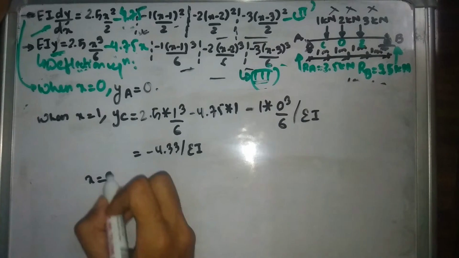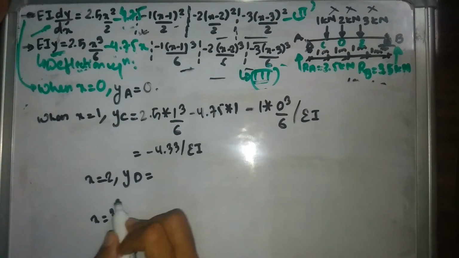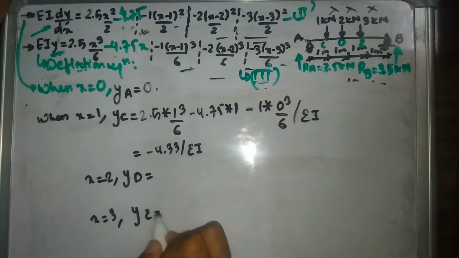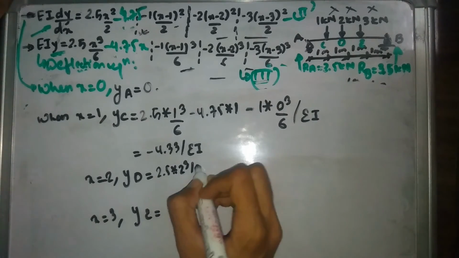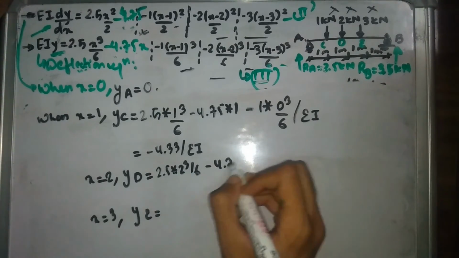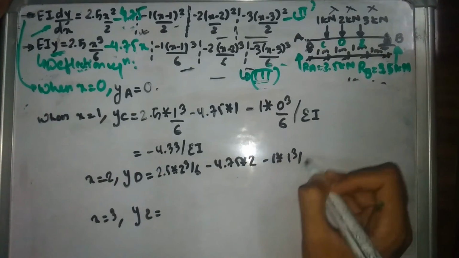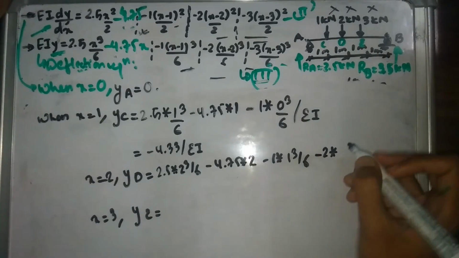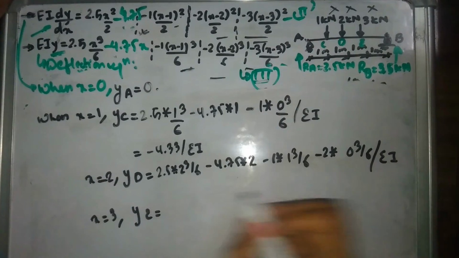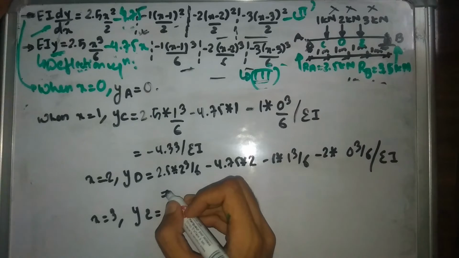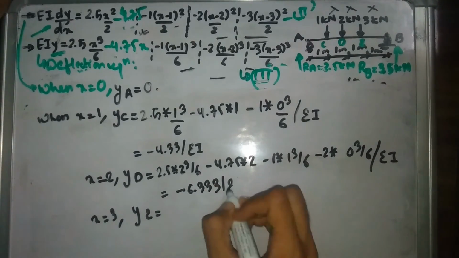Similarly, when x equals 2 meter, we reach yD, and when x equals 3 meter, we reach yE. So yD is going to be 2.5 into 2 cubed divided by 6 minus 4.75 into 2 minus 1 into 2 minus 1 is 1 cubed by 6 minus 2 into 2 minus 2 is 0 cubed divided by 6, divided by EI, and we're going to get this value as minus 6.333 divided by EI.